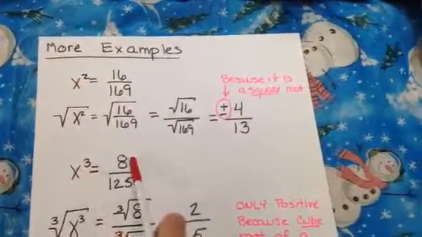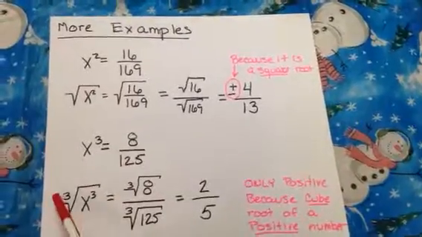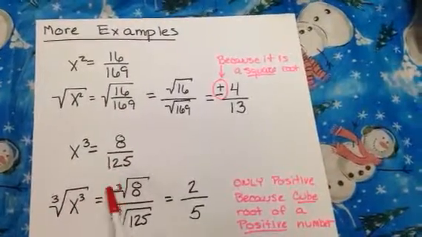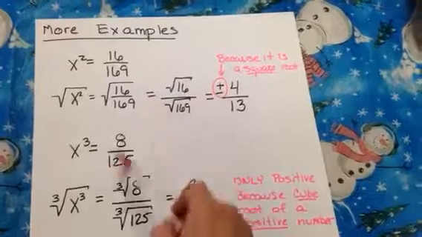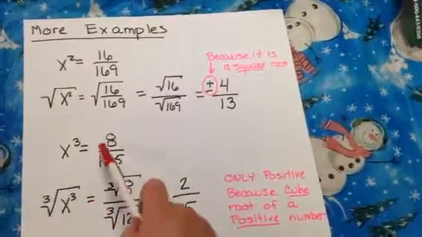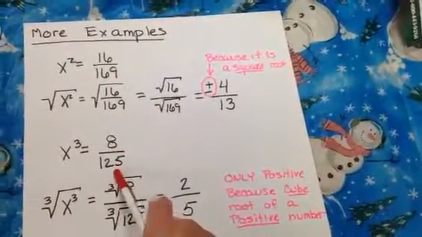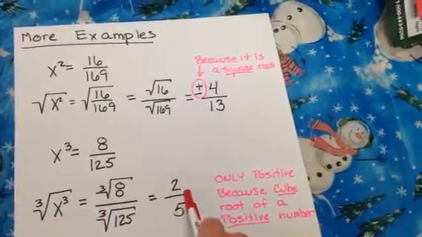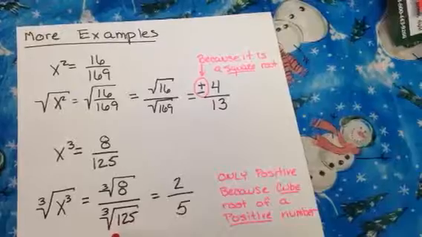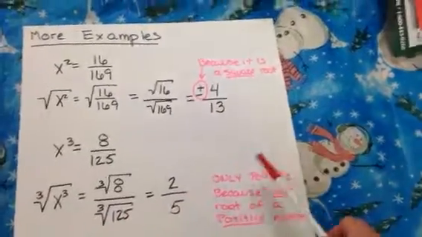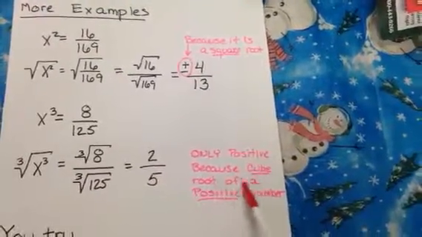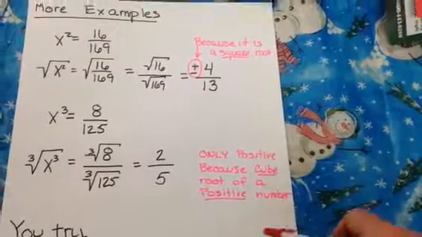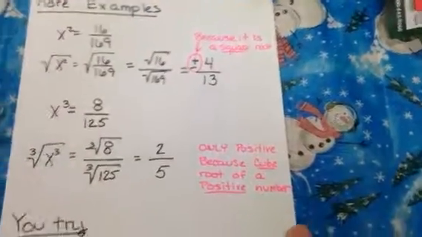What about x cubed is equal to 8 over 125? That's the cube root of x cubed is equal to, remember how I split this up here? I do the same thing here. It's going to be equal to the cube root of 8 over the cube root of 125. Well, the cube root of a positive 8 is positive 2, and the cube root of positive 125 is 5. This is only positive because cube root of a positive number is positive.